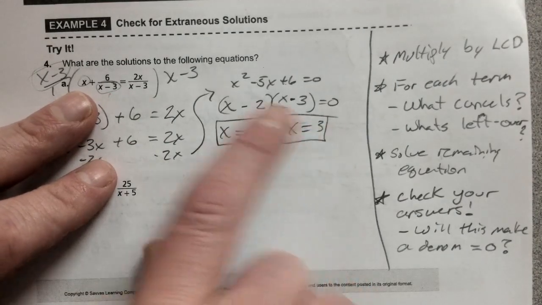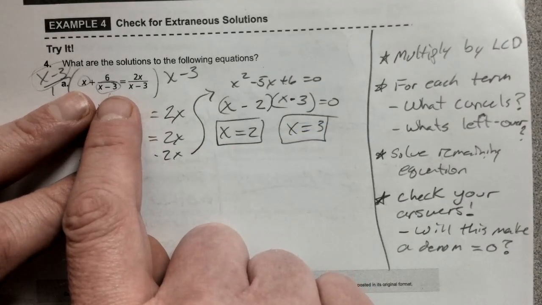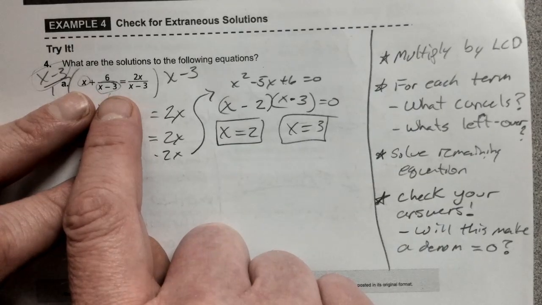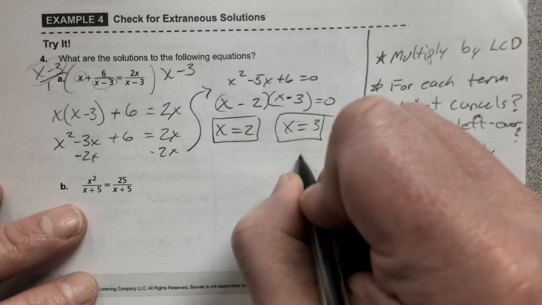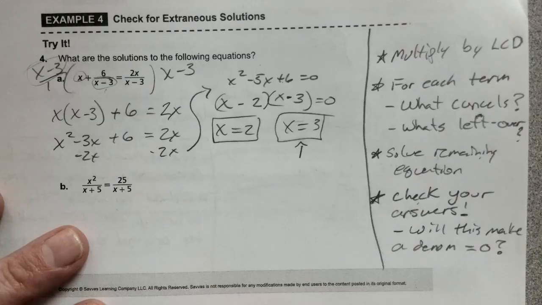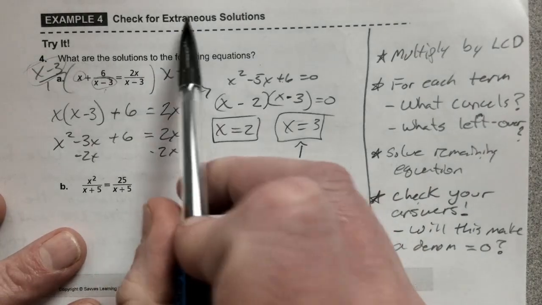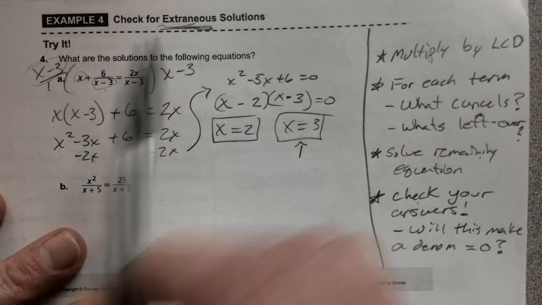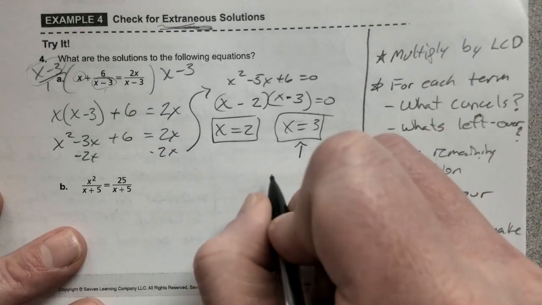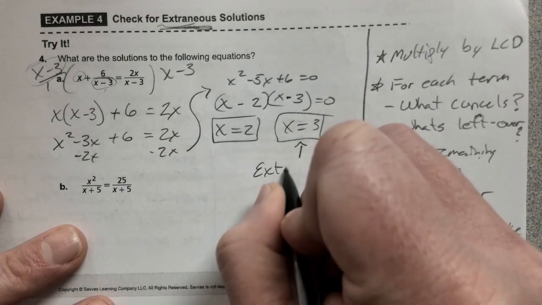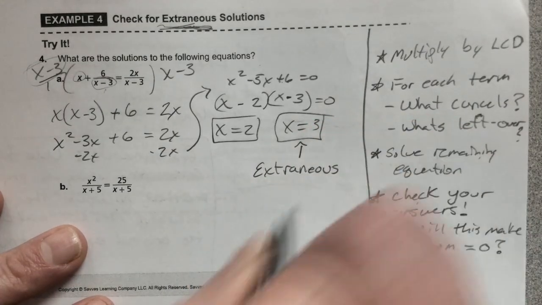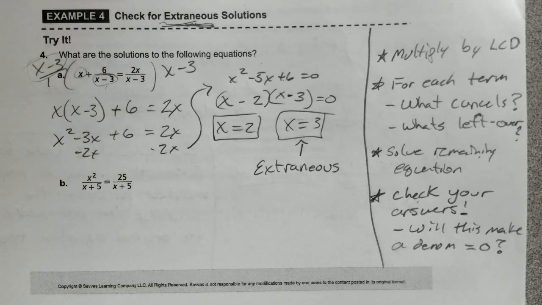Now when I take 3, plug that back in. Will that make the denominator equal to 0? Yes. So that means that x equals 3 is called what? It's extraneous. The word extraneous. We did the right work to find the solution, but the solution did not satisfy the original equation.